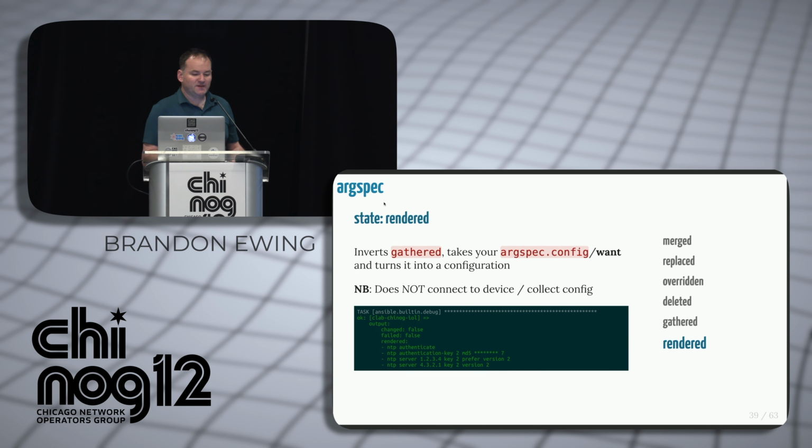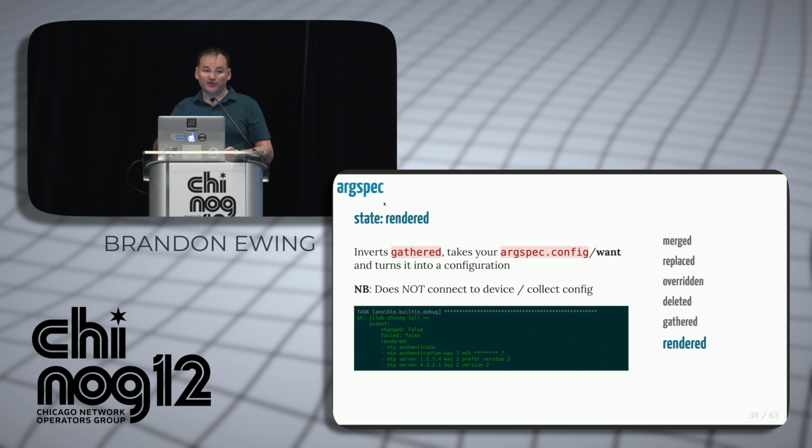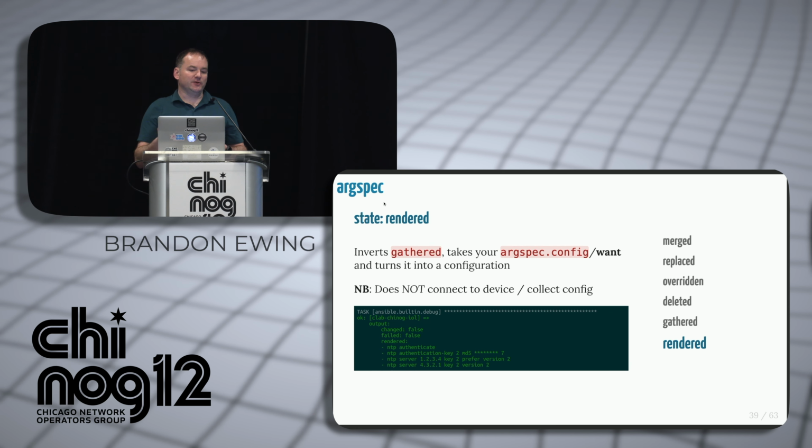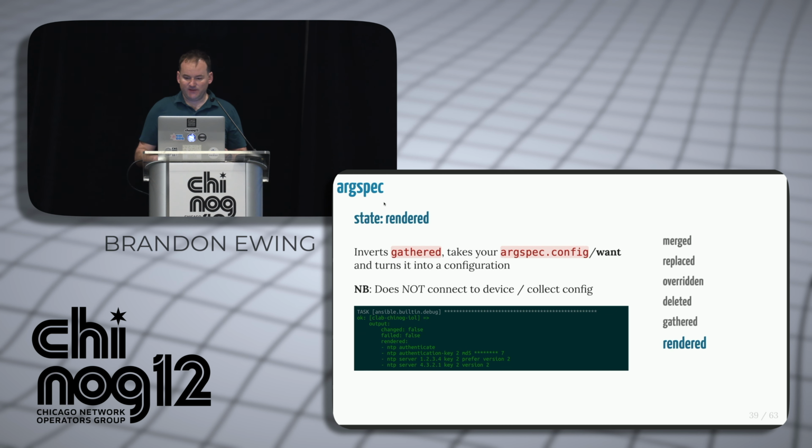Then there's the rendered state. It's an inversion of gathered. It takes your config, whatever the config dictionary you pass in, and actually renders the commands needed to produce that state on your desired device.